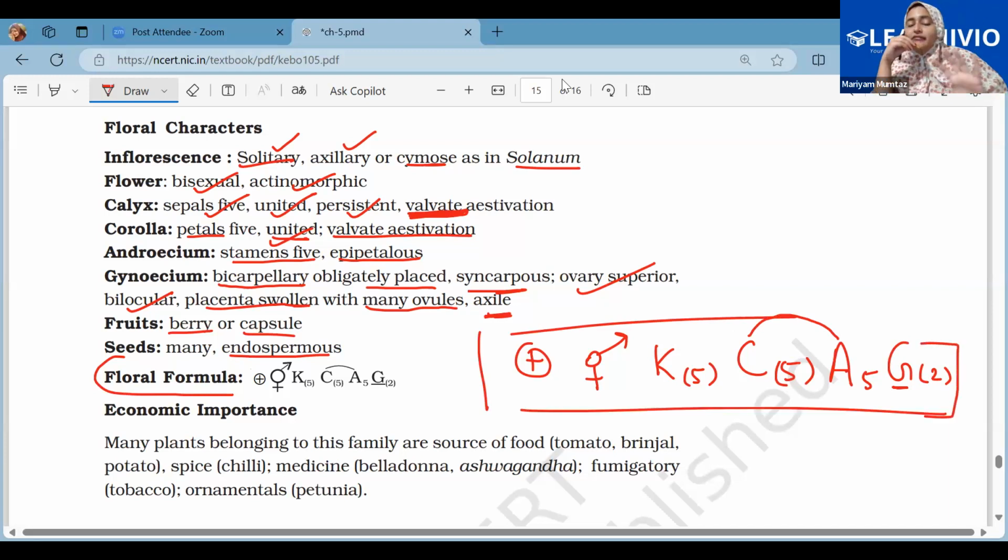Now, when many floral formulas are given, just remember 5552. Just remember it like a phone number. So the floral formula that has 5552, that is Solanaceae. Okay.